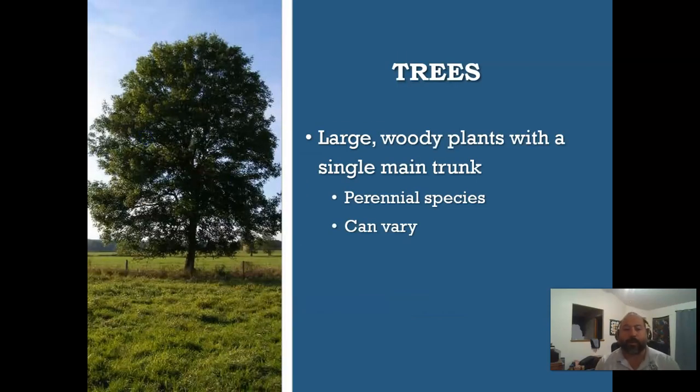So first of all, just the very beginning. What's a tree? Because that's what we're talking about today. We would define a tree as large woody plants with a single main trunk, although when we get to the end of the slides we'll tell you about how that definitely can vary. Trees are usually perennial species. That's what separates them from what we consider a typical agricultural crop.